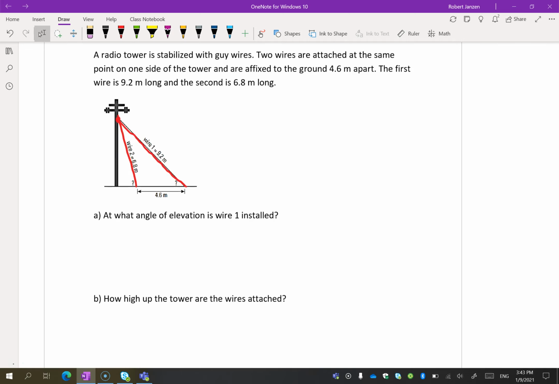Okay, at what angle of elevation is wire 1 installed? So we're looking for this angle here. Now there's no letters here, and if it would make you feel better, we could go A, B, C, and what we're trying to find is angle A. And if you remember that formula, cos A is B squared plus C squared minus A squared over 2BC.